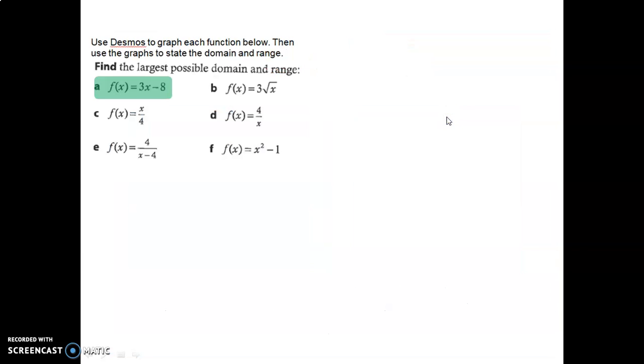Okay, with this exercise, we're going to look at 6 different functions, and I want you to use Desmos. So please open up Desmos on your computer and prepare yourself to graph each of these functions. As you graph each one, look at the graph that Desmos shows you, and then give the domain and range for that based on the graph you see. So let's try the first one. Graph it, and then state the domain and range.